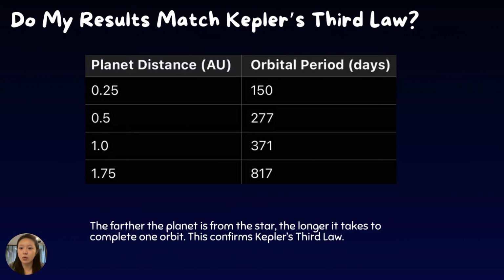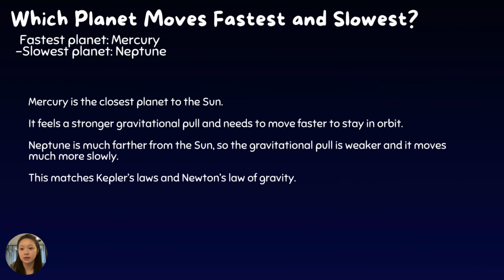Here is a table of my simulation results. It shows that as distance increases, so does the orbital period. These values follow Kepler's third law: the farther a planet is, the longer its orbit takes.